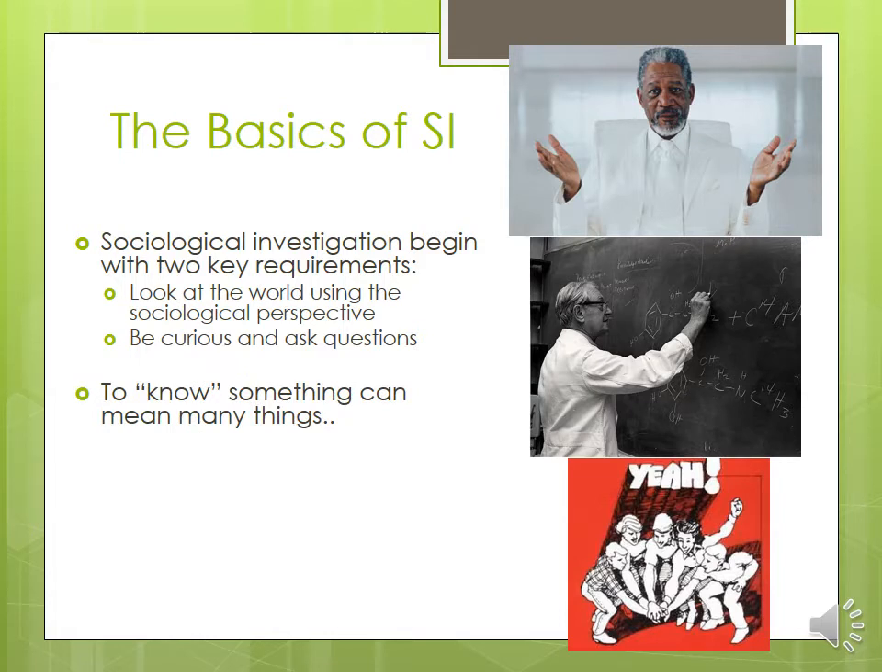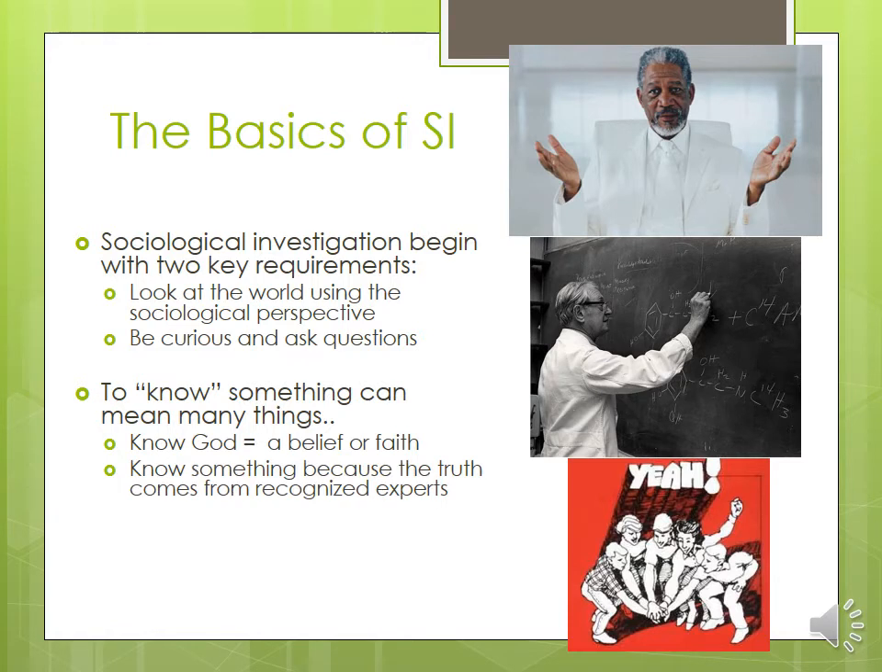When we say we know something, it can mean a lot of different things. You may know your belief in a religion or God. You may know something because you heard an expert say it. And you may know something because most average people agree upon it. If we're looking at sociological investigation, we have to find ways that we can prove what it is that we're talking about.